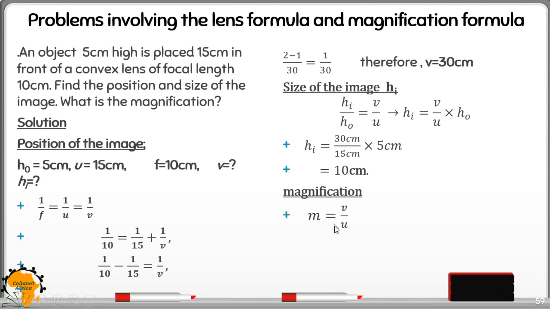Now to get the magnification, we use the formula. M is equal to V over U. Our V is 30, our U is 15. So you are dividing and getting that our magnification is 2.